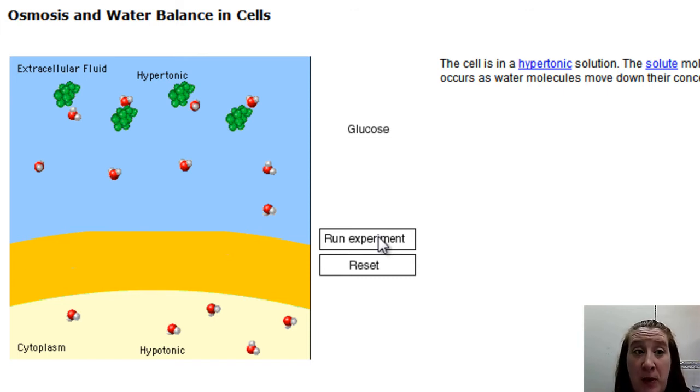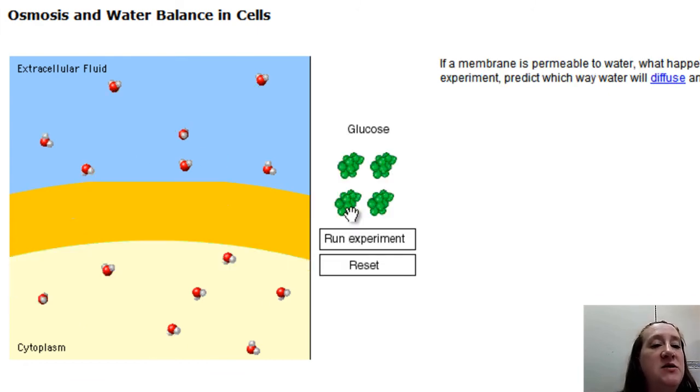So remember, it's animal cells that would do the shrinking. Okay? Plant cells are going to lose water too, but the actual physical size of the cell will not shrink. The inside will pull away from the wall. But an animal cell will shrink in a hypertonic environment. Okay, now let's do it the other way. Let's put all the glucose inside.